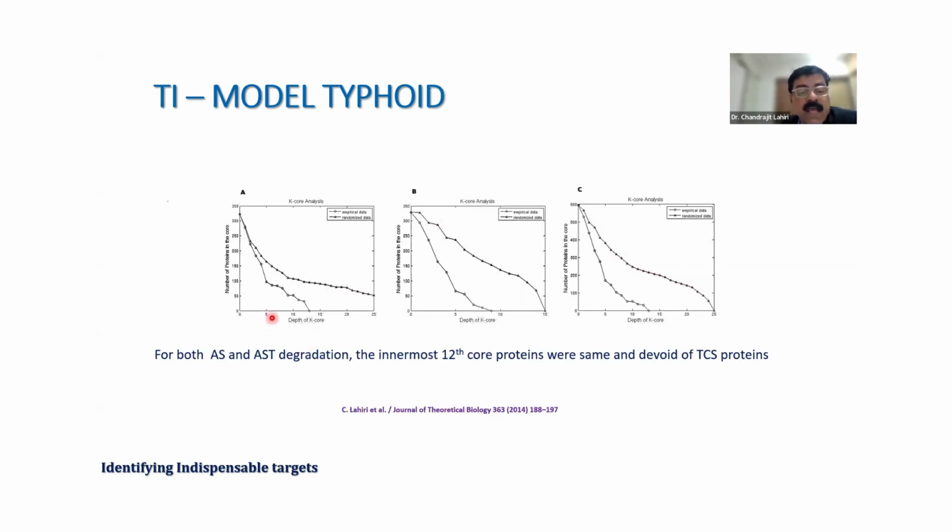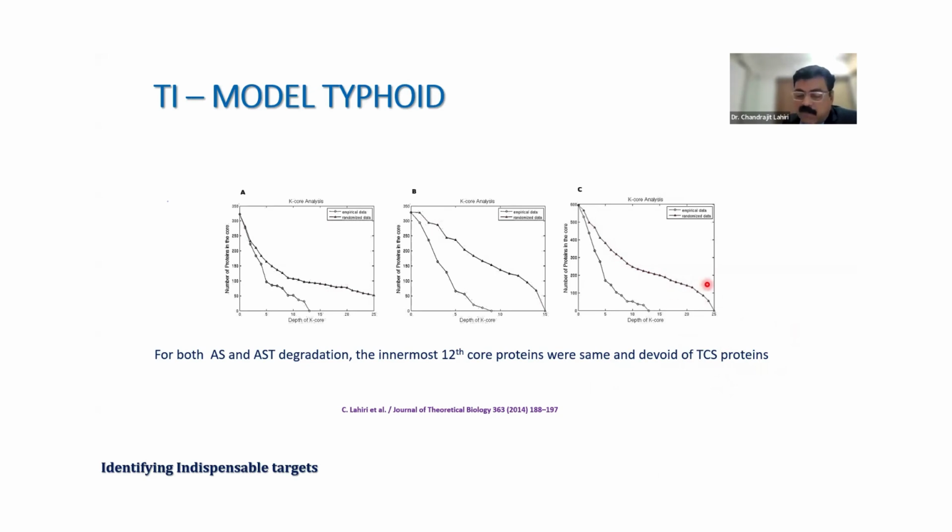So I did this again. A is all SPY, B is all TCS, and C is all SPY plus TCS. You see that the innermost core proteins are actually the same and devoid of the two component system proteins. Again, it has been proven that two component system proteins, even though they are signal transduction proteins, don't have anything to do with the virulent scenario and have no role.